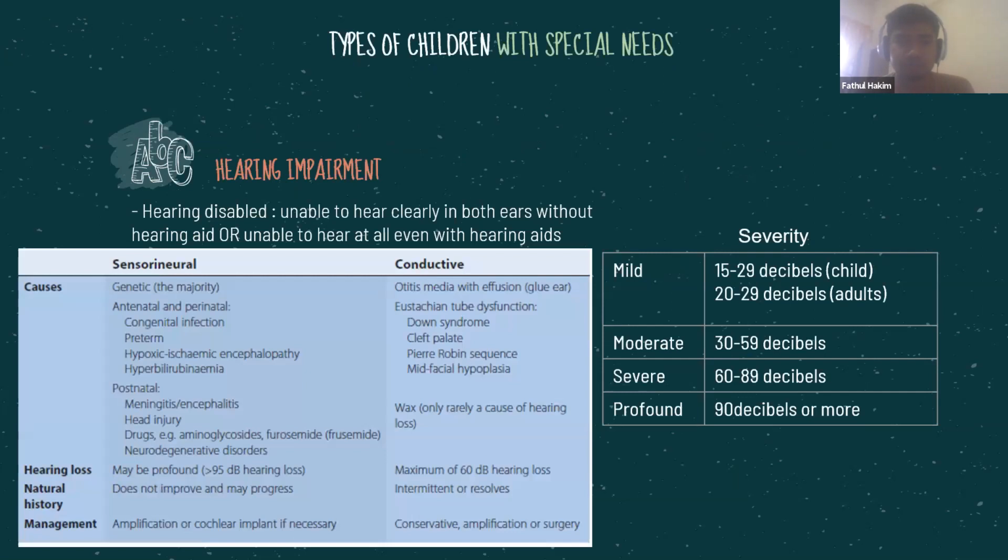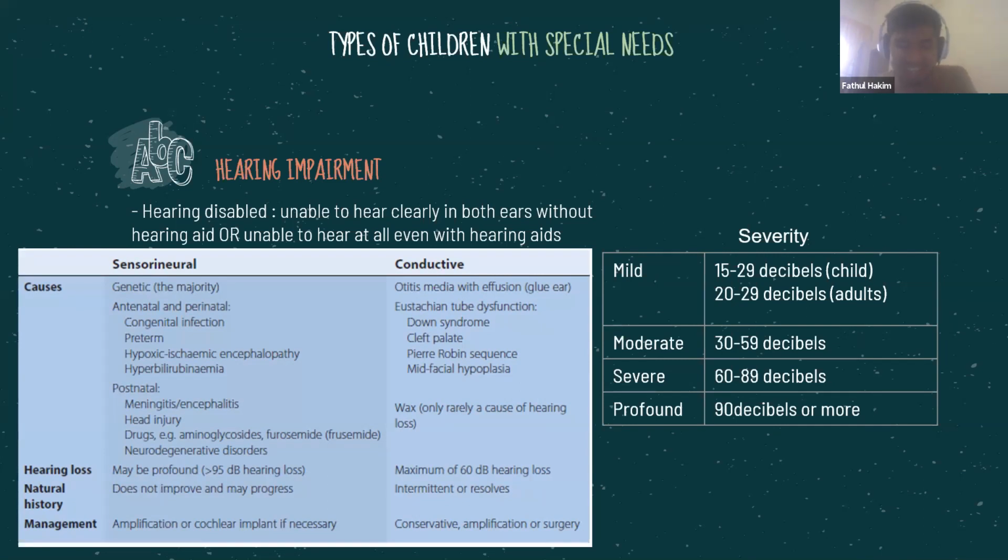Next. First, we go to hearing impairment. Hearing impairment is being unable to hear clearly in both ears without a hearing aid, or unable to hear at all even with hearing aids. So we have two types of hearing impairment, which are sensory neural and conductive hearing loss. Sensory neural, as we know, is caused by a lesion in the cochlea or auditory nerve and is usually present at birth. However, conductive hearing loss arises from abnormalities of the ear canal or middle ear.